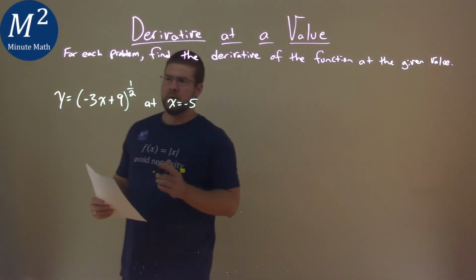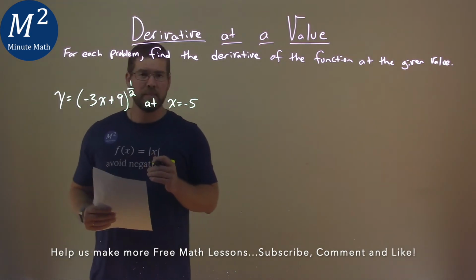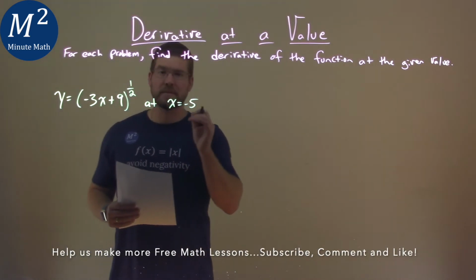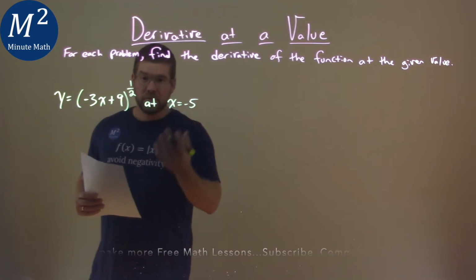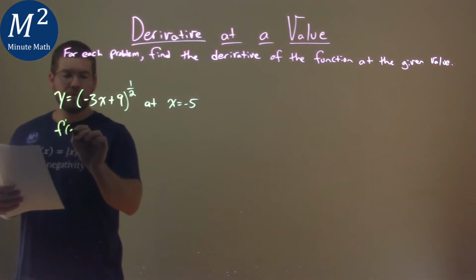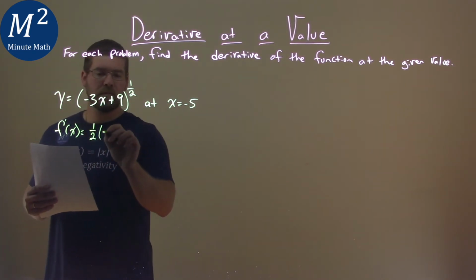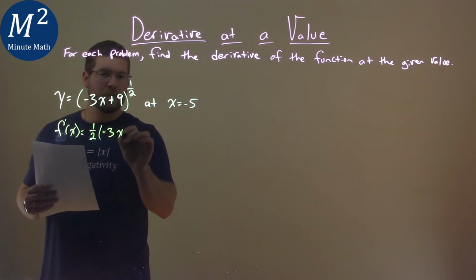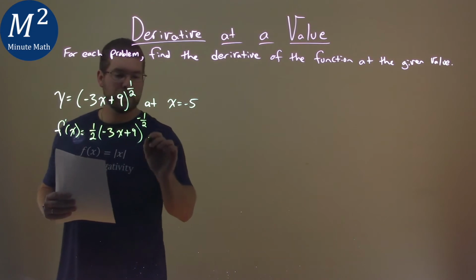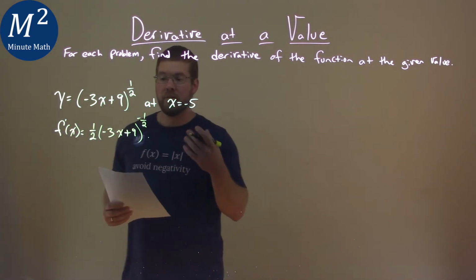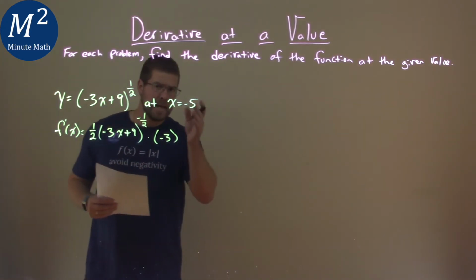We're given this problem right here, y equals (negative 3x plus 9) all to the 1/2 power, and we need to find the derivative at x equals negative 5. Well, let's first go find the derivative of the function in general. F prime of x, using the power rule here first, 1/2 comes out front, keep the inside the same, negative 3x plus 9, subtract the exponent by 1, negative 1/2. Multiply that by the derivative of the inside, which is just a negative 3. Not too bad. Now let's simplify this.